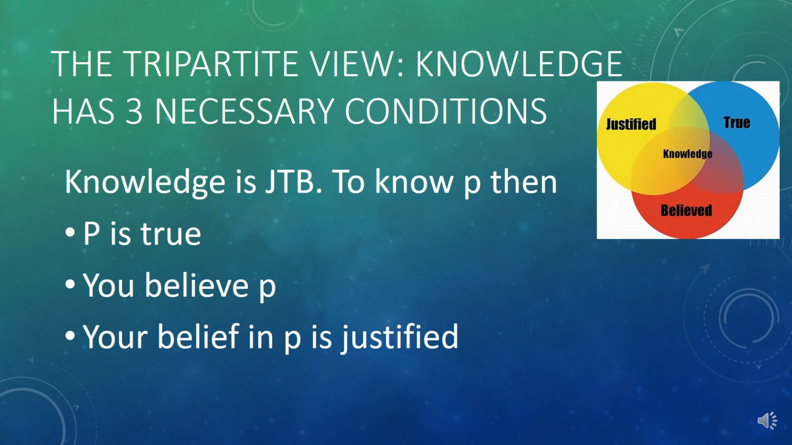Knowledge is JTB. To know P, to know a proposition, then the proposition P is true. Secondly, you believe in that proposition P. And finally, your belief in that thing, that P, is justified. So we have got knowledge as justified true belief.